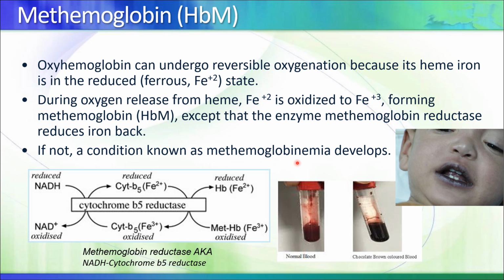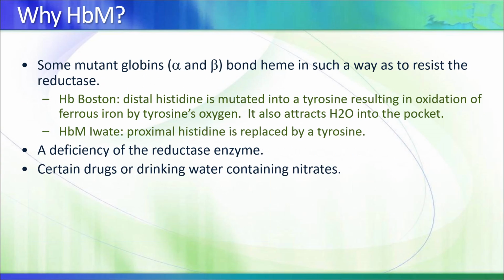people with this condition would have their blood looking like chocolate brown, and they have chocolate lips, because of cyanosis. Now, how can these individuals be treated? Well, first, why is it that individuals would have a methemoglobin or methemoglobinemia? Well, there are different types of mutations that can take place. So you can have mutations in the alpha chain or the beta chain.